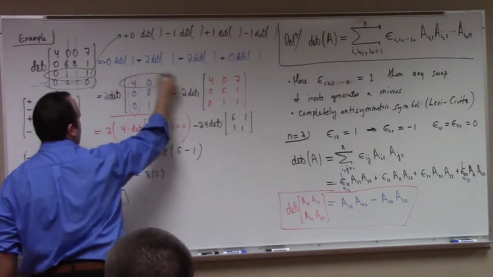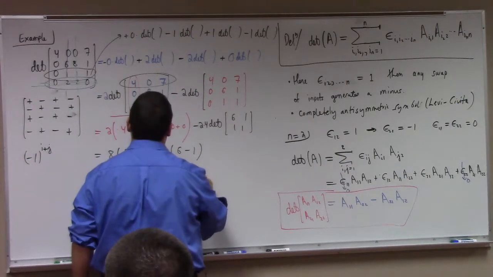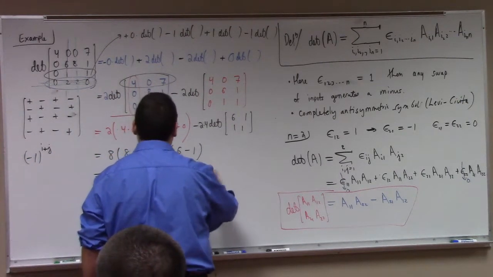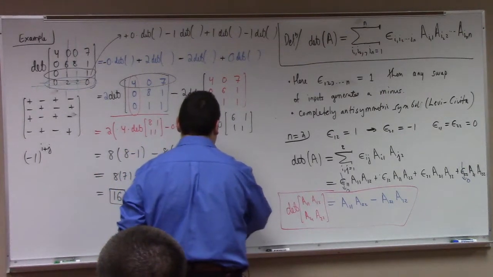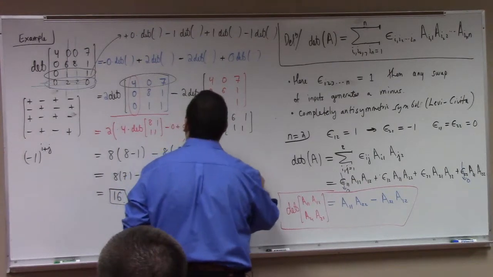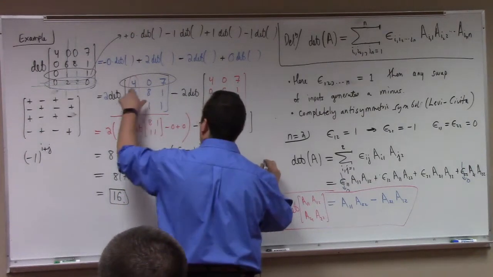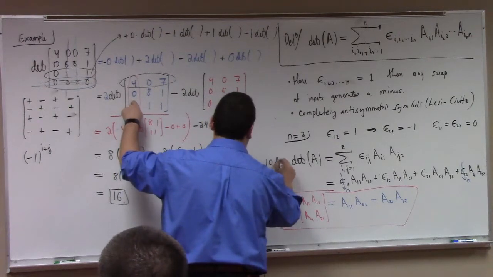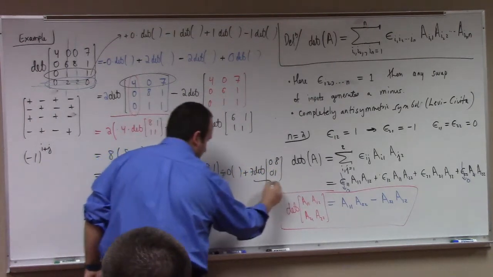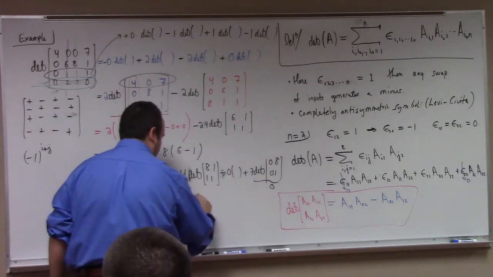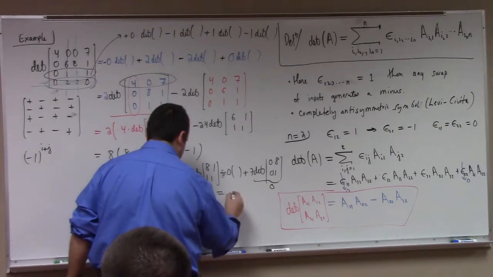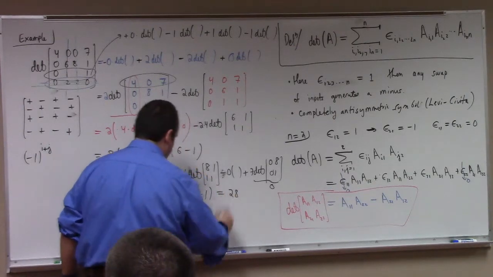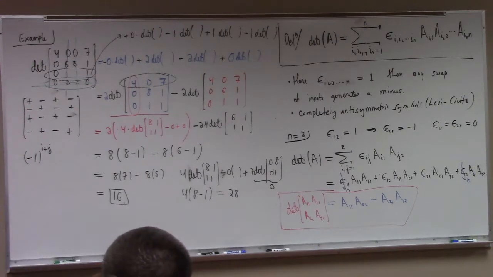Sure, if I had done that, I would have had 4 times the determinant of 8, 1, 1, 1, plus, well, minus 0 times stuff I don't care about, plus 7 times the determinant of 0, 8, 0, 1. Of course, this is just 0, and this is 4 times 8 minus 1, which is, what is that? I don't know. 28? 4 times 7? Which is what we had there.